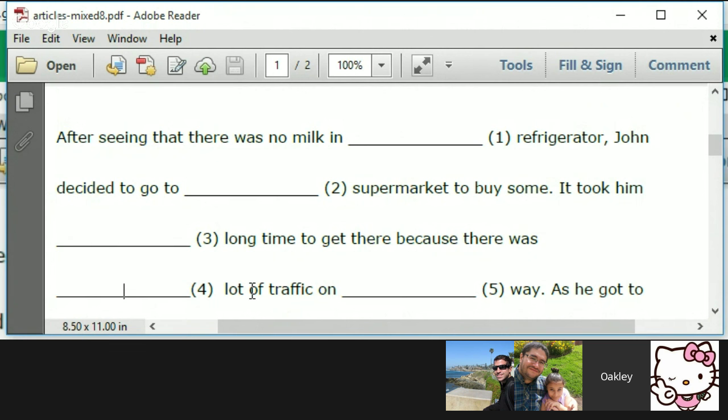And then a lot of traffic. Okay. A couple of reasons here. Again, it's not defined. Also, by the way, traffic is uncountable. Why is it, Vitor, on the way? Again, pretty hard to answer. I don't know. Because there's only one.